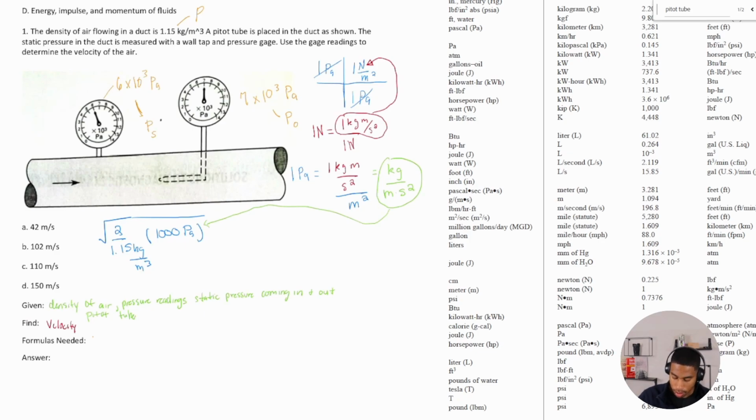All right. So the last step would just be us, again, substituting the values that we need. And this is all for velocity, right? So velocity is equal to square root 2 over 1.15 kilogram per meter cubed times 1,000. And instead of Pa, we're going to put kg over m times s squared.